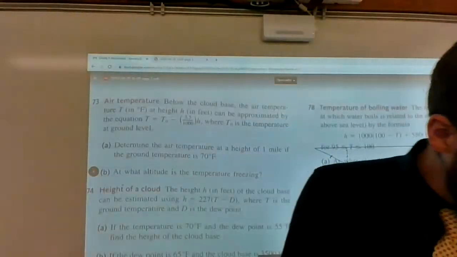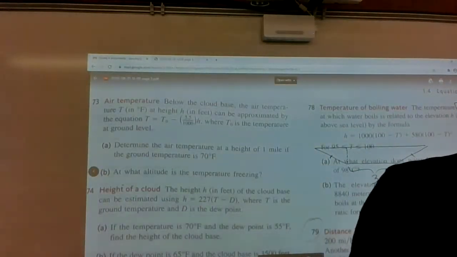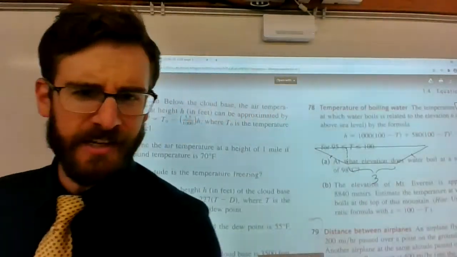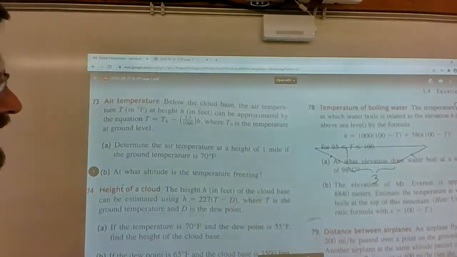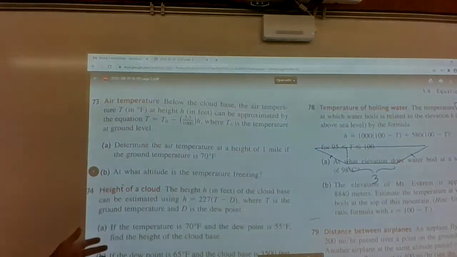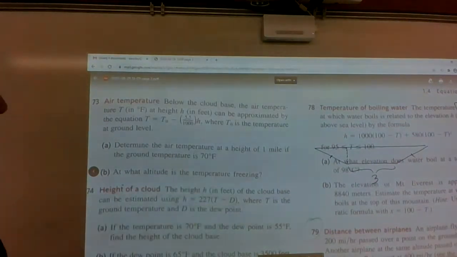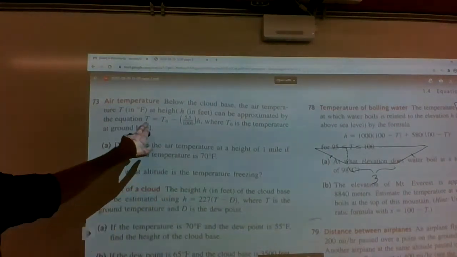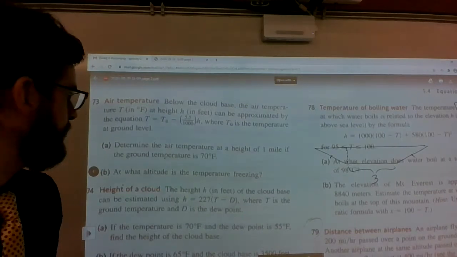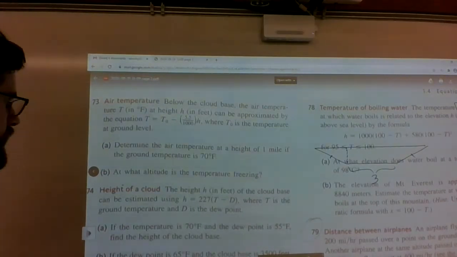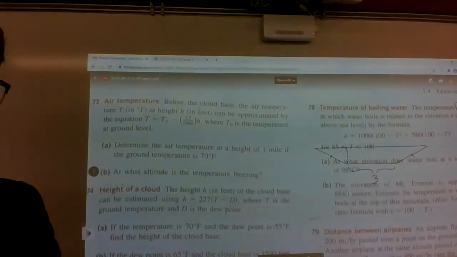All right, so 73 is talking about temperatures and clouds and all sorts of stuff that you normally don't see in a textbook for math. So it says below the cloud base, the air temperature T at height h can be approximated by this equation. And T sub 0 is the temperature at ground level. They're asking you to determine a few things.